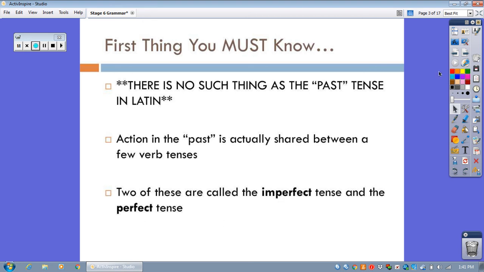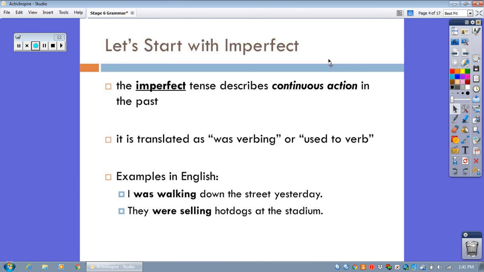Let's take a look at the imperfect tense first, and let's talk about what it does. Well, it describes continuous action in the past, and it's always translated as was verbing or were verbing. Occasionally you can translate it as used to verb, but most often it will be was or were verbing. For example, in English, I was walking down the street yesterday. They were selling hot dogs at the stadium. Those are examples of imperfect, continuous action.